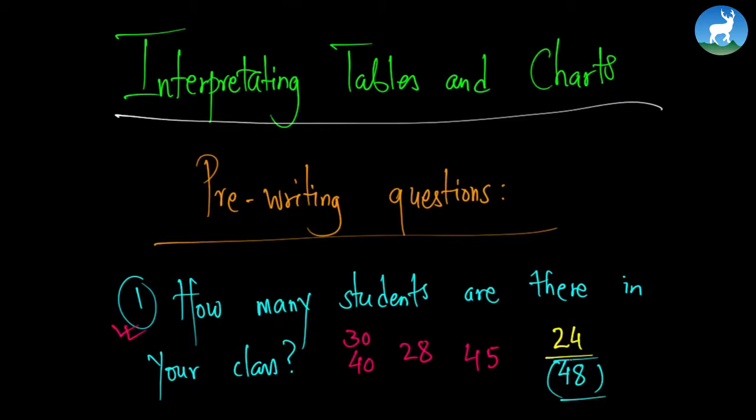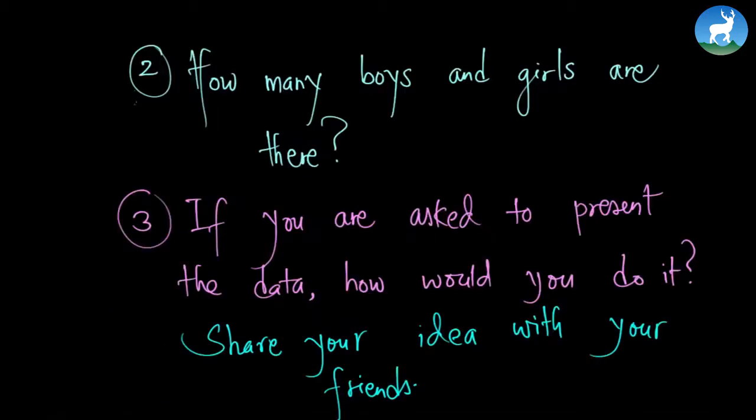Now I want you to think about the second question. What was the second question? How many boys and girls are there? Let's say there are 25 boys and 14 girls. Or could be 18 boys and 28 girls. So this is what we call the gender ratio. What is the gender ratio? The better the gender ratio, the smoother the gender ratio, the better the class is. So this also talks about the inclusiveness, how gender inclusive your class is.